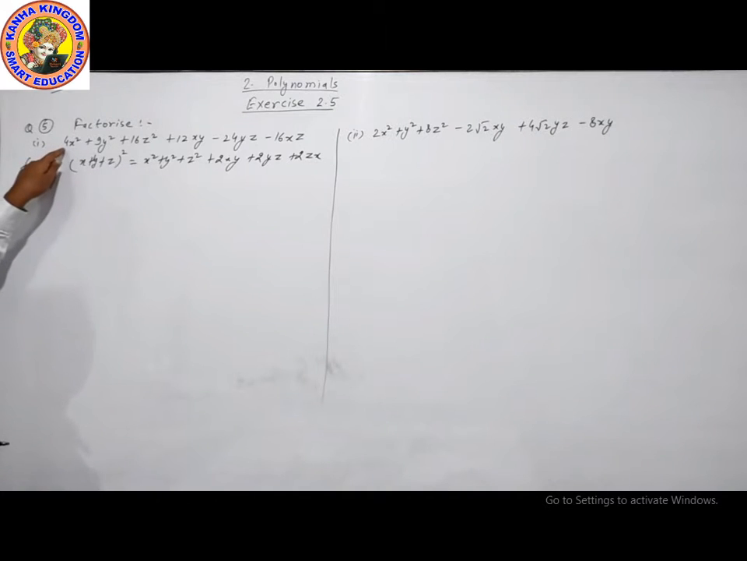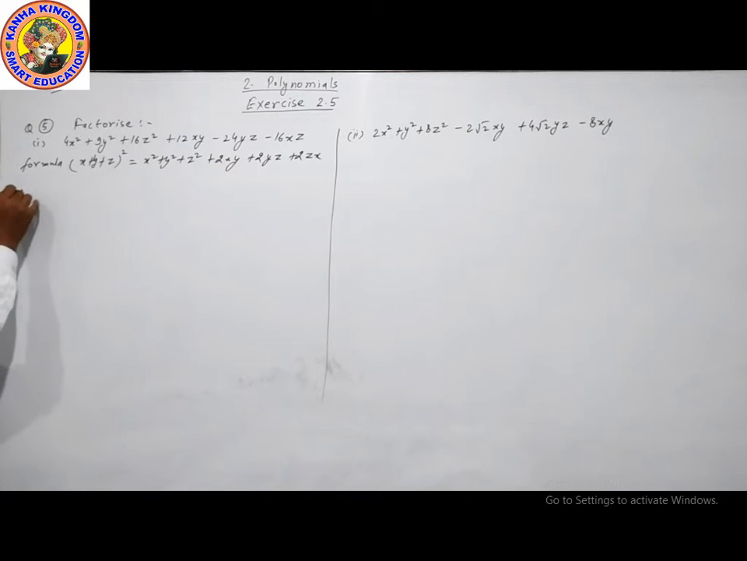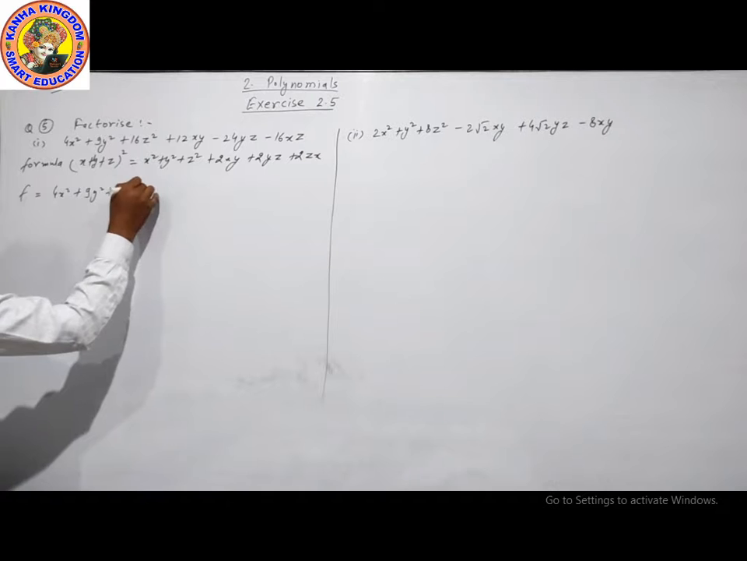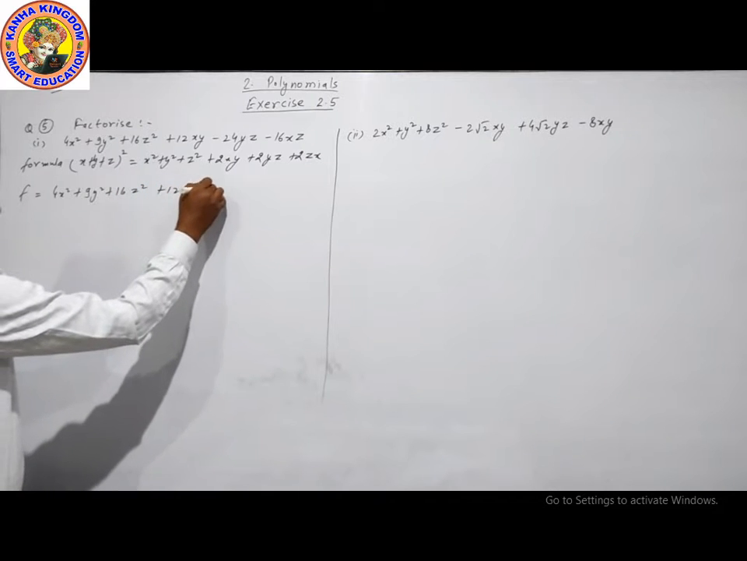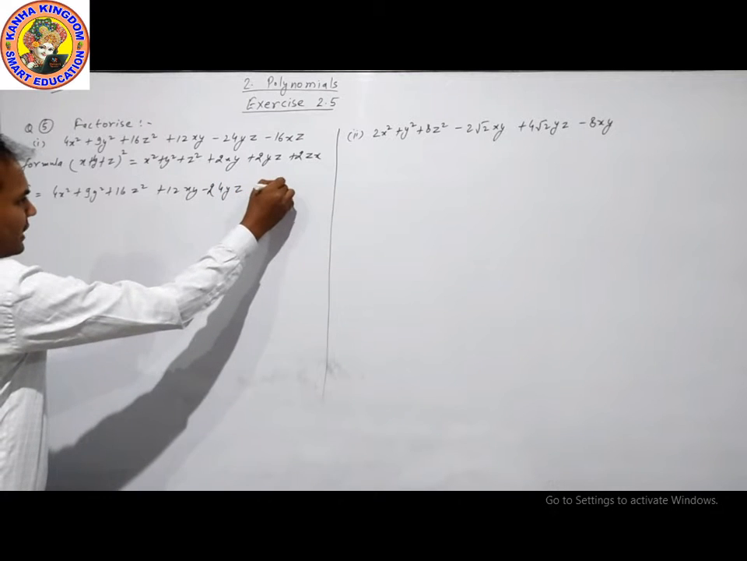x square, here is 4, the squaring term of 4 is 2 square, so this is 2x square. 9 is 3 into 3, 3 square. 16 is 4 into 4, which means 4 square. The equation is 4x square plus 9y square plus 16z square plus 2xy minus 24yz minus 16xz.